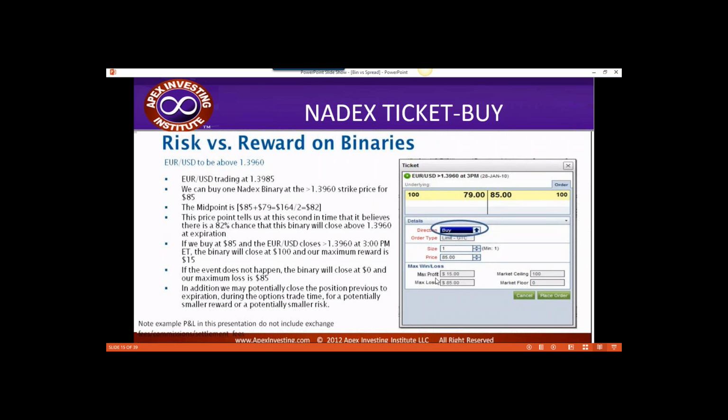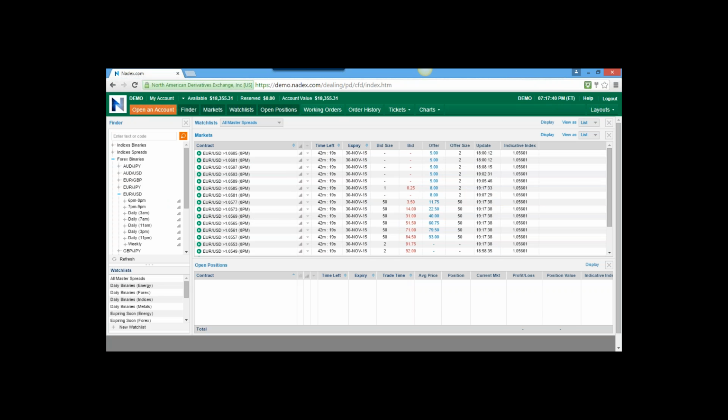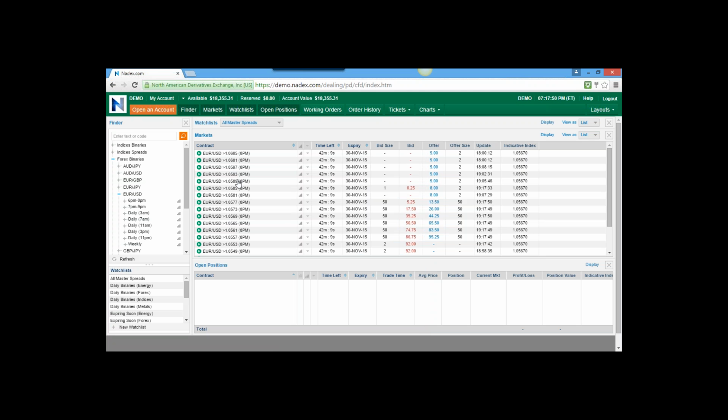Well, it tells me right here, and that's one of the nice things about the Nadex platform. Yes, I need to remember this and learn how it works, but if I forget, I can click this trade right here. Keep in mind, when you're looking at all these different strike prices, the offer side is what you can buy it for. The bid side is what you can sell it for.